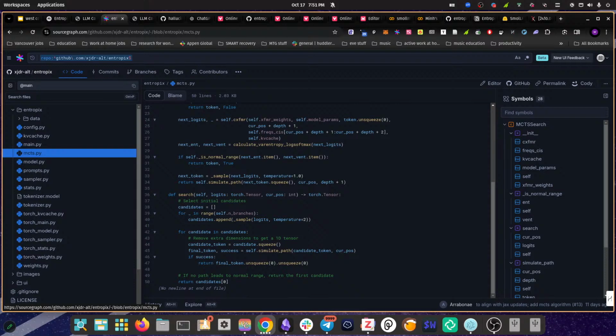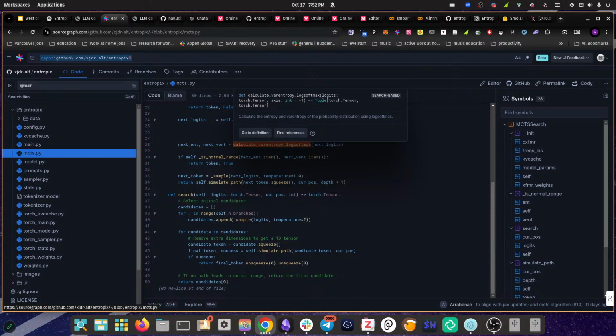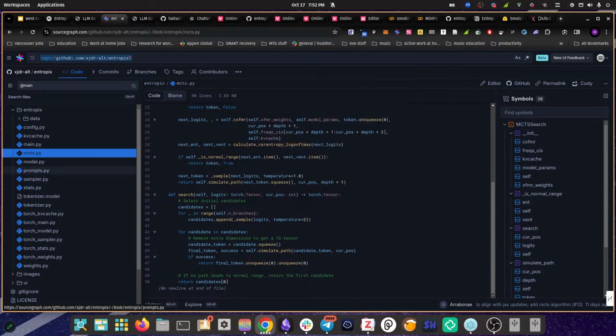What I was wondering is, I'm trying to remember what I was wondering, but I might have forgotten it already. Calculate var entropy over the softmax. Yeah, it's gone.